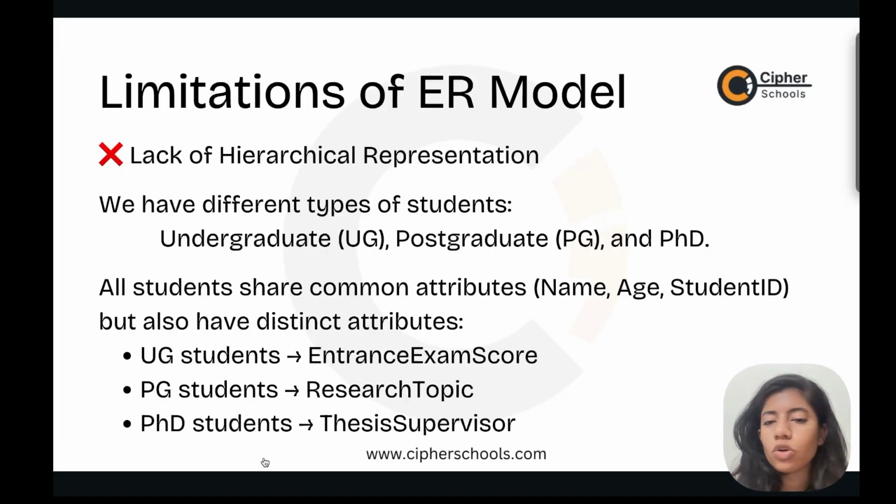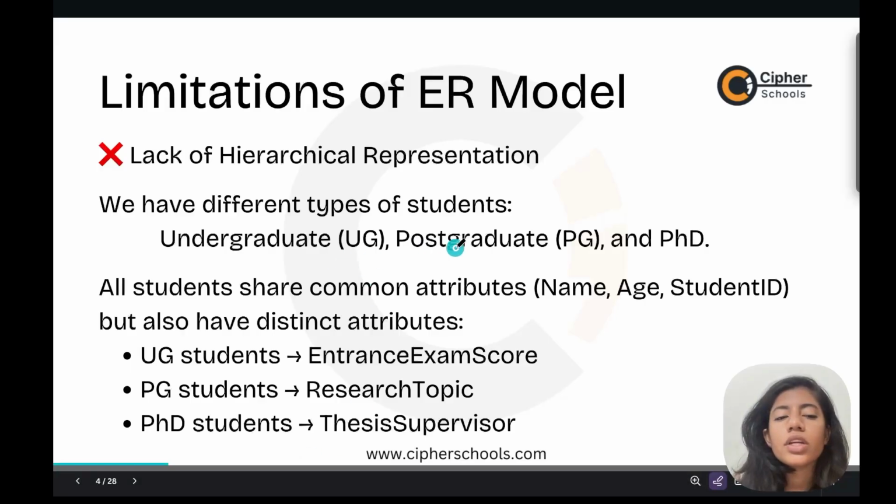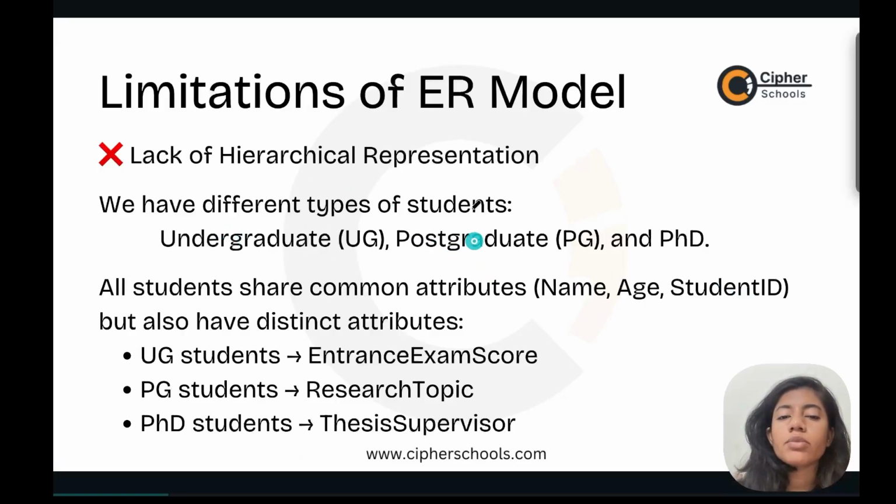Now, if you go by the entity relationship model, you will end up making different entities for all three. And you are storing name, age, and student ID three times for these three entities. This is not desirable as you're storing the same thing again and again. You're wasting the space. But if you write in the student entity itself that if the student is undergraduate, write about entrance exam score, if the student is postgraduate, write about research topic.